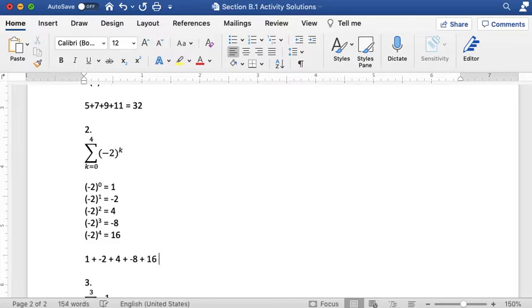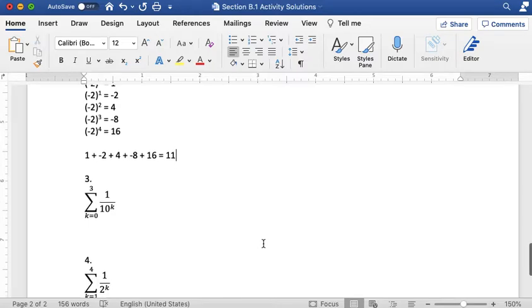Use a calculator if you need to. I can see that 16 plus negative 8 is 8. 8 plus 4 is 12. Minus 2 is 10. Plus 1 is 11. So 11 is my answer. Let's look at number 3. Here we are plugging into the power again, but this time we have a fraction.